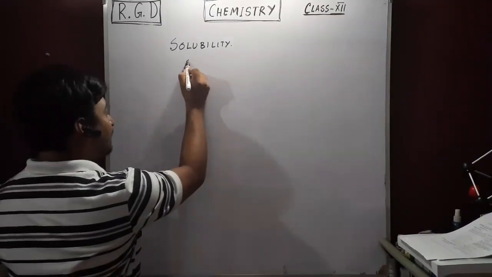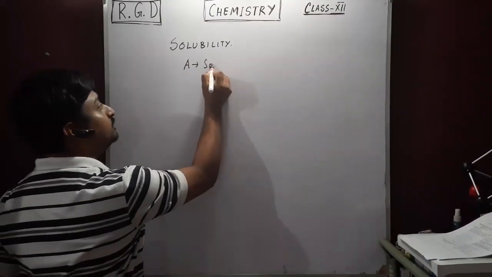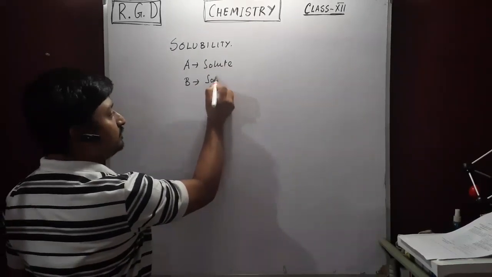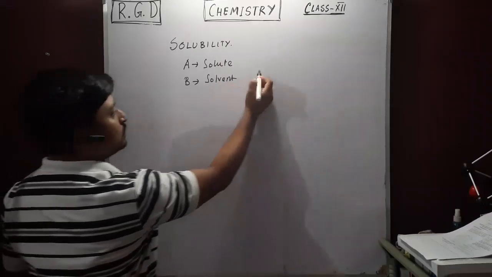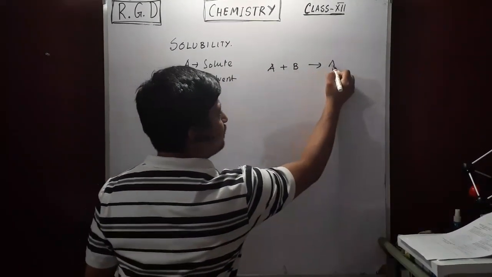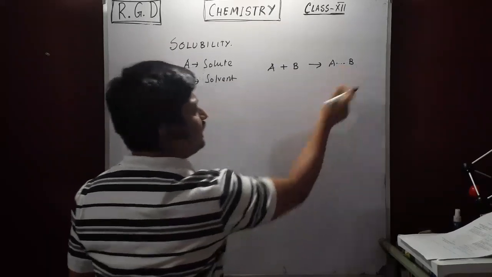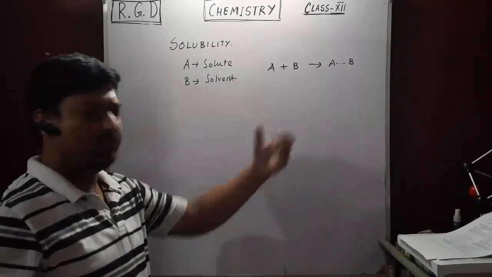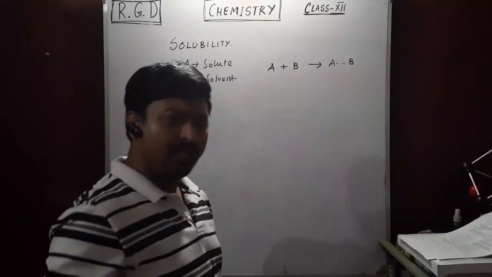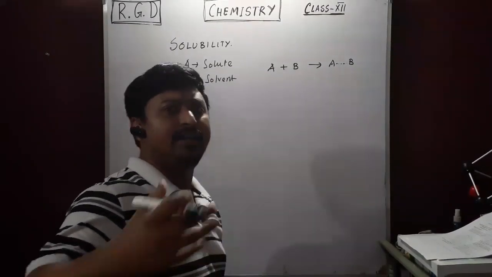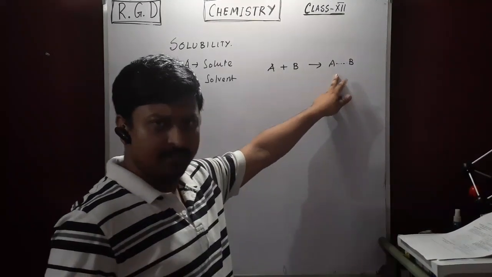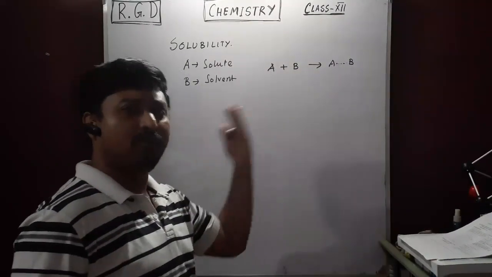Now, when I say solubility, what does that mean? Let's say A is my solute and B is my solvent. Together, A plus B will form an A dotted B kind of solution. So this is a thermodynamic process. Think of it like a chemical reaction also, two substances making one substance. A chemical reaction or a thermodynamic process.